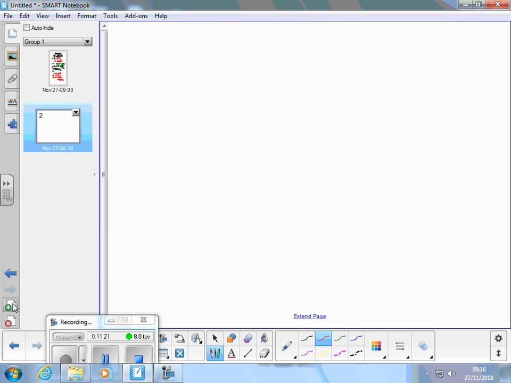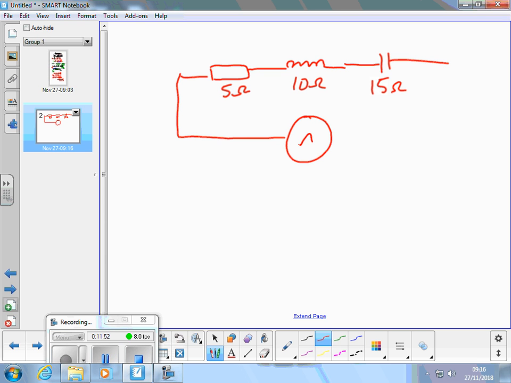So, have a go at this one. Ohm resistor. Ohm inductor. 15 ohm capacitor. AC source of 60 volts. Calculate I.